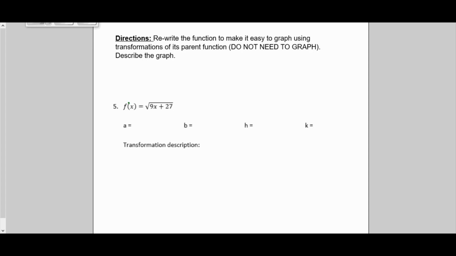So I have f of x, or if you want, you can just call this y, equals the square root of 9x plus 27. Notice 9 and 27 are both divisible by 9, and 9 is a perfect square. So I'm going to divide both of those by 9. When I do that, I get the square root of 9 times (x plus 3).